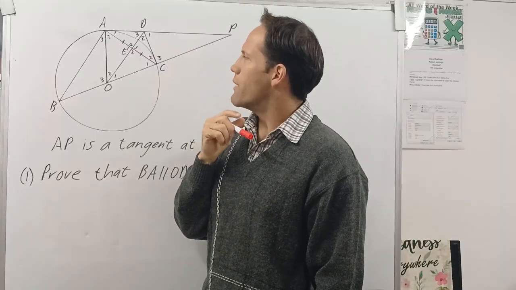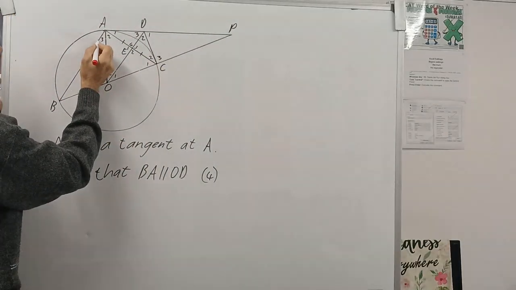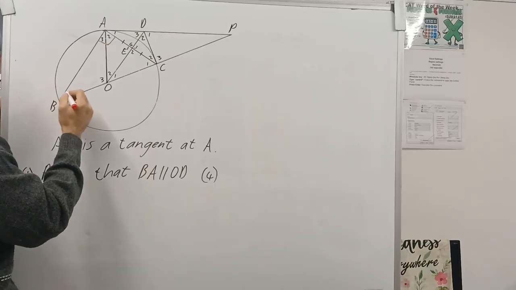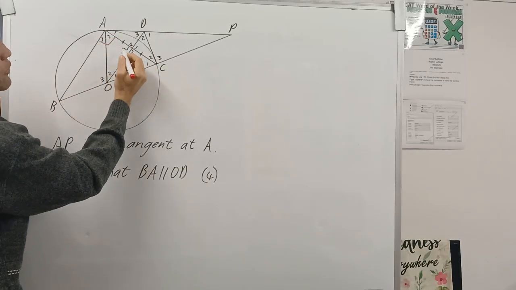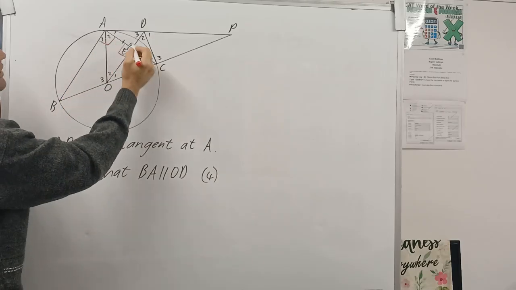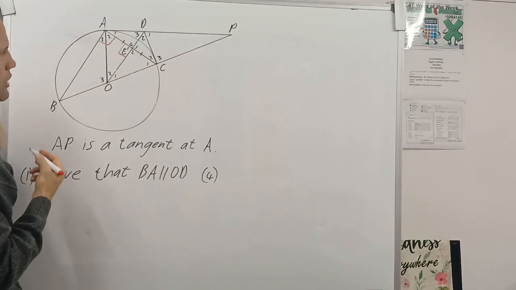I think a shorter method would be to try to show that we know this angle here is 90. We know that, okay? It's the angle on the diameter. So if we can show that this angle is also 90, then we can say it's co-interior angles. So then the lines are parallel. So I think that's going to be a shorter way.